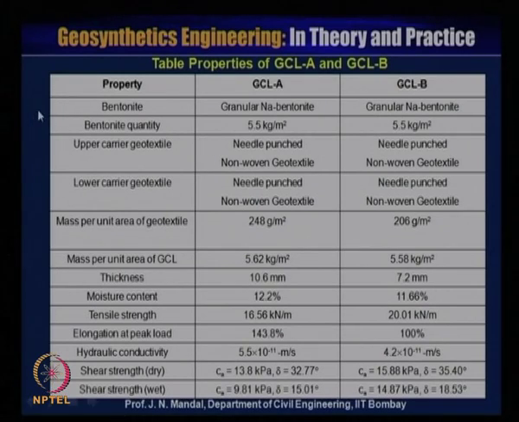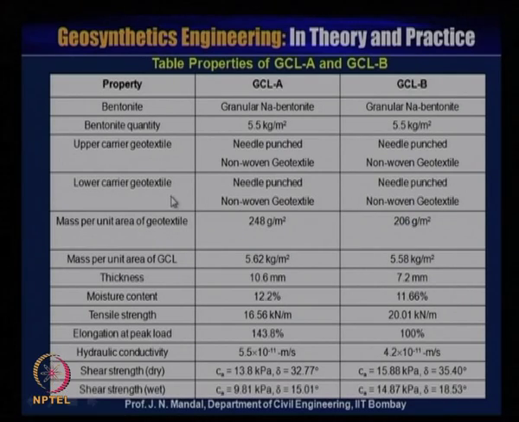You can see here the test properties of GCL A and GCL B. This is the bentonite, sodium bentonite. This is the bentonite quantity you have taken: 5.5 kg per meter square, and this is also 5.5 kg per meter square. This is the upper carrier geotextile, a needle punch non-woven geotextile material. This also is a needle punch non-woven geotextile material.